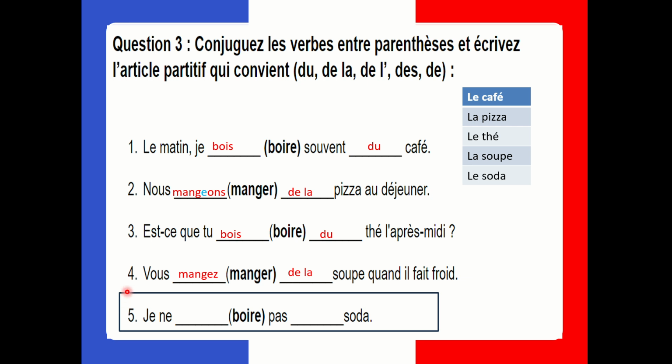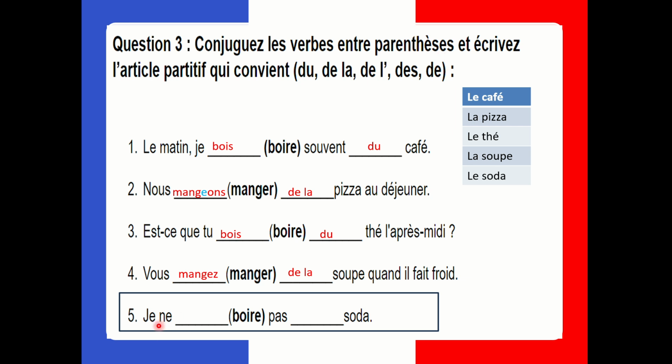Très bien. I told you that we move to the last one, which is a special one. Why is it special? Because here we have la forme négative, the negative form. I want to say that I do not drink soda. Okay? And here, because the sentence is in the negative form, the partitive itself will change. In the negative form, we use only de. You see it? This de, I use it when we have a sentence in the negative form.